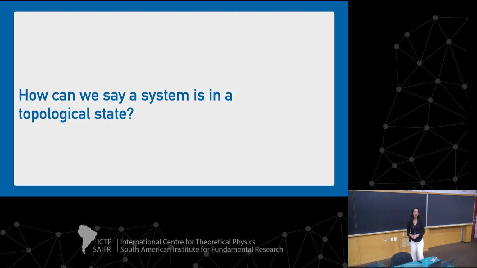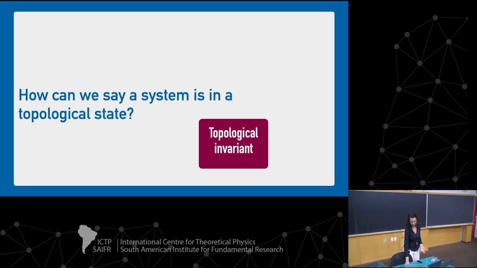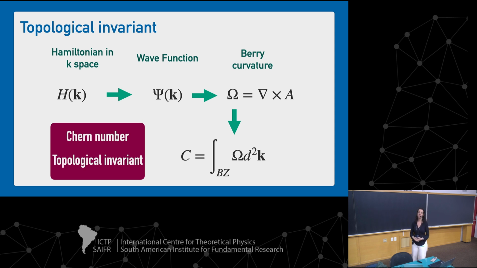So as I mentioned before, I am interested in strongly correlated systems where we have interactions. And how can we say a system is strongly interacting in a topological state? So usually we look for a topological invariant, that could be C, which is the Chern number, or nu, some number that tells me whether the system is in a topological phase or not. And the usual prescription goes like that.